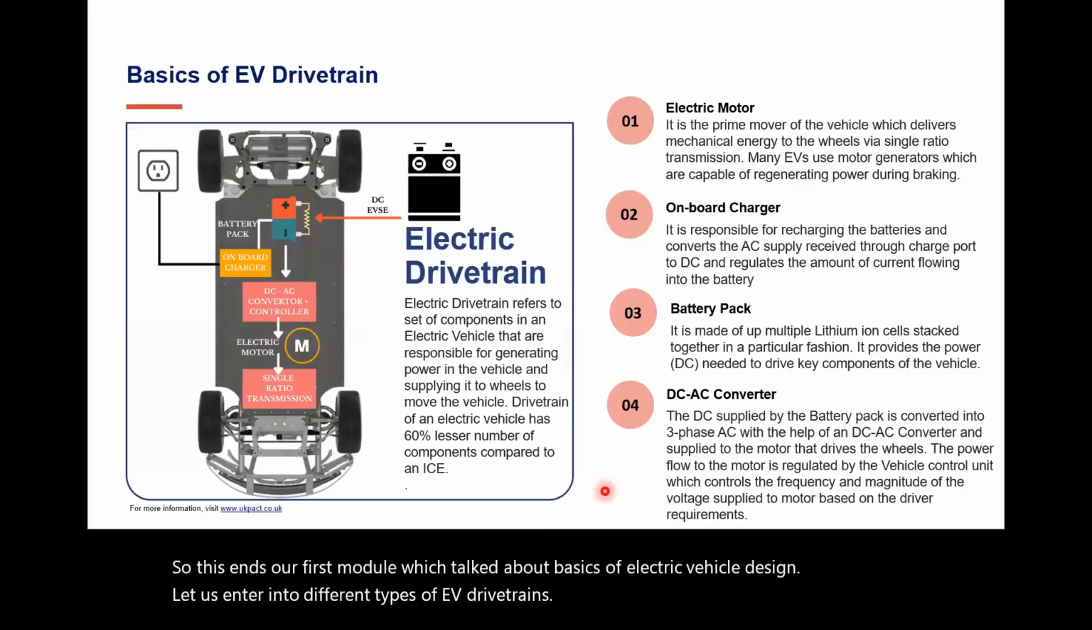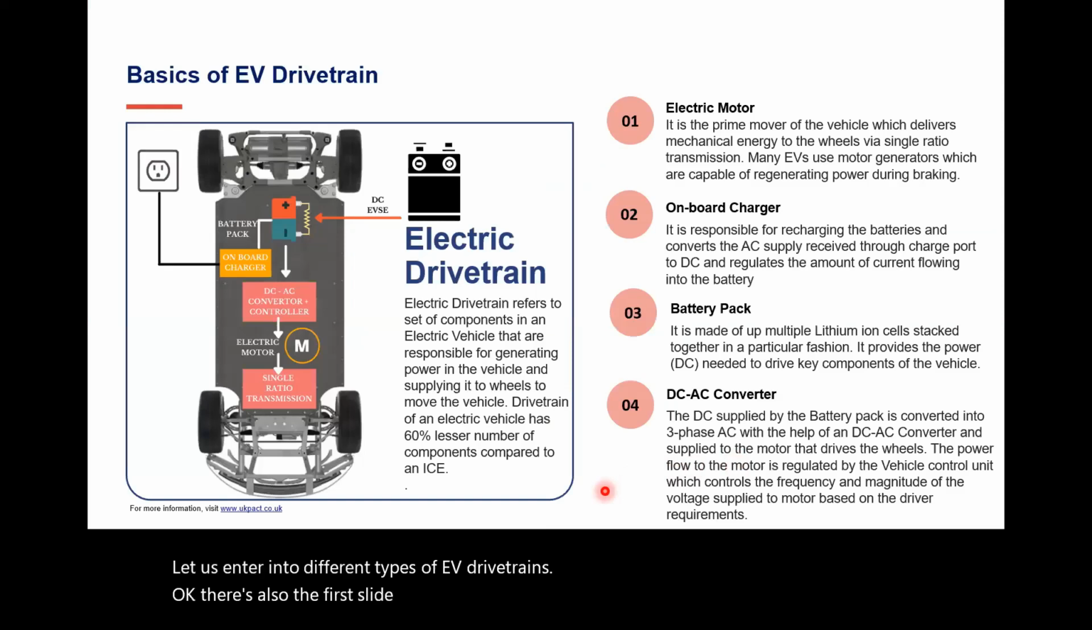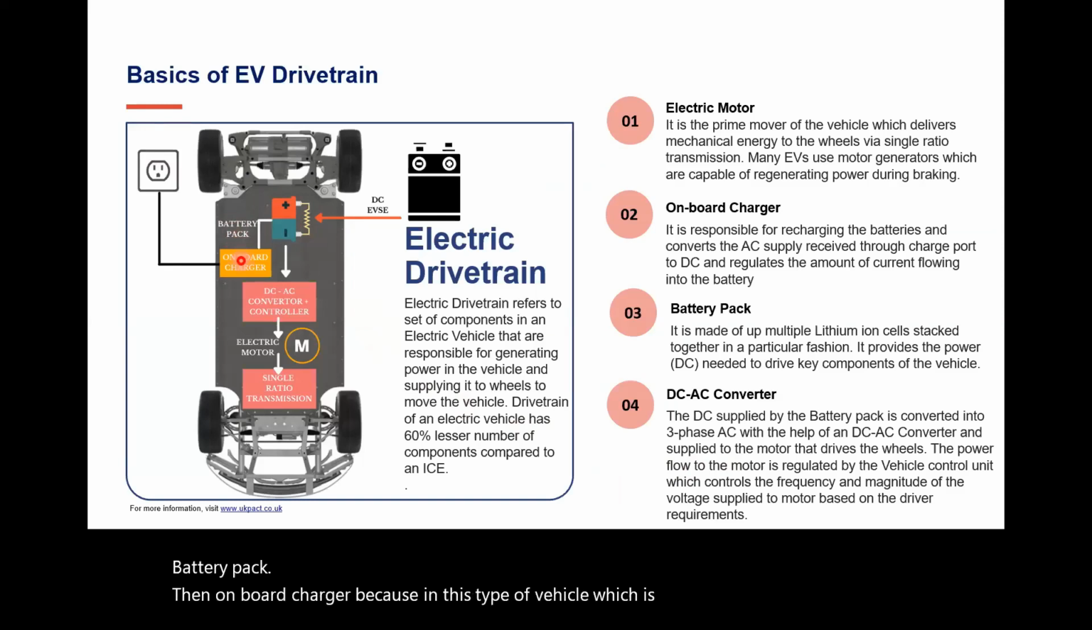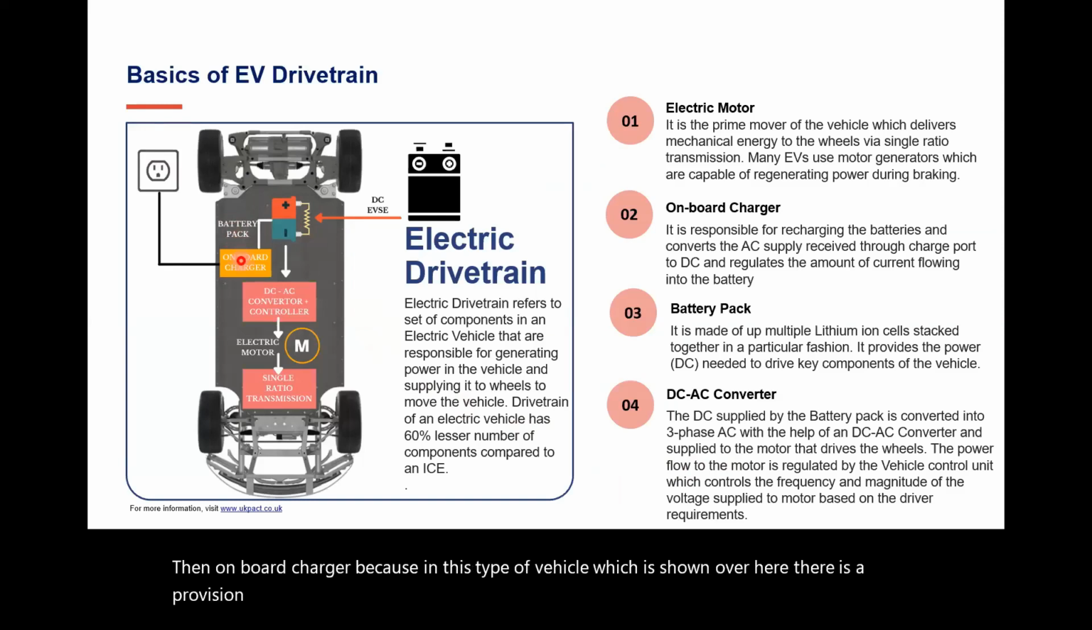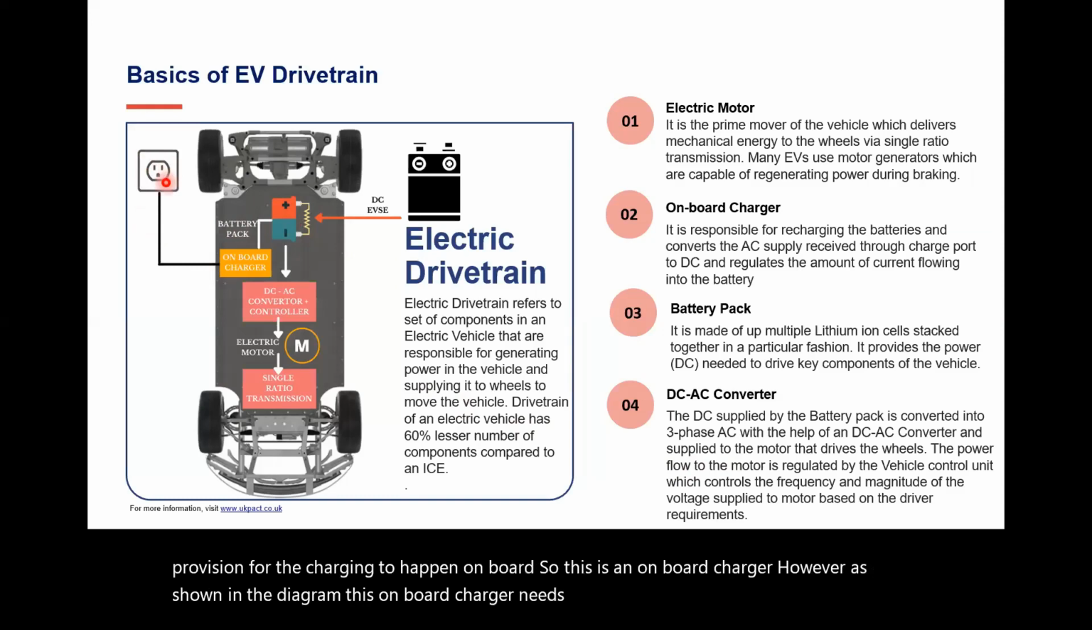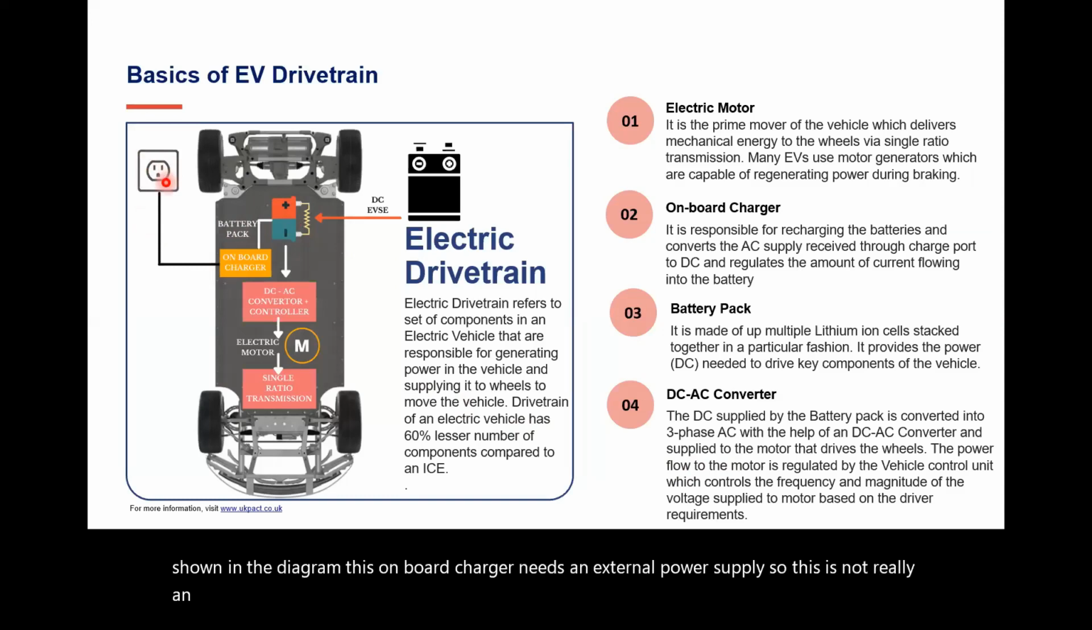Okay, so the first slide again talks about main blocks of an electric vehicle. So over here, this is a battery pack, then onboard charger, because in this type of vehicle which is shown over here, there is a provision for the charging to happen on board. So this is an onboard charger. However, as shown in the diagram, this onboard charger needs an external power supply. So this is not really an onboard charger. It needs help from outside. So this is probably a plug-in kind of, not a hybrid vehicle, but plug-in electric vehicle, maybe we can say.